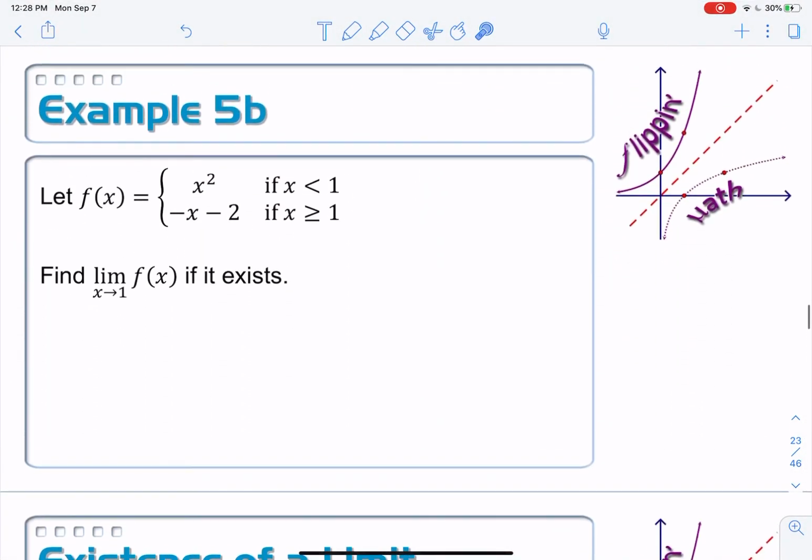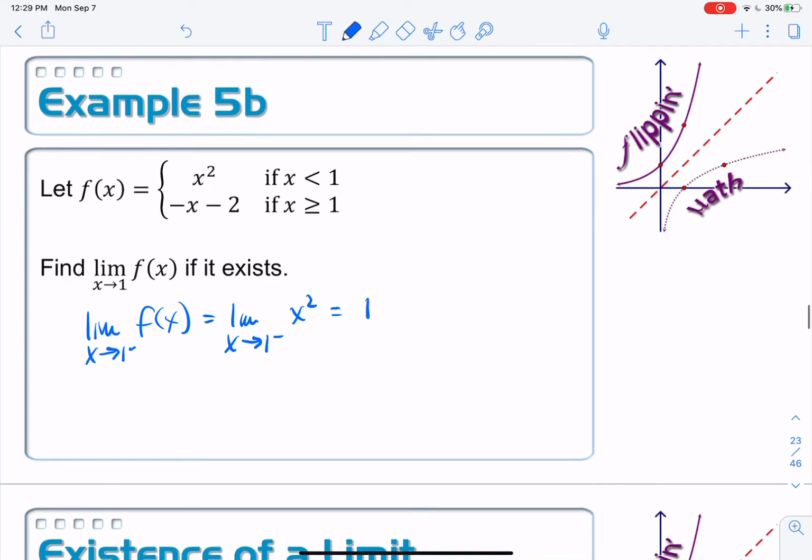So I'm going to break this up as the limit, how about our blue crayon, the limit as x approaches 1 from the left of f of x. And once again, the left is going to be where x is less than or equal to 1, so it's the top portion here. So this is equal to the limit as x approaches 1 from the left of just x squared. It's a polynomial. You can plug it in and you just get 1.